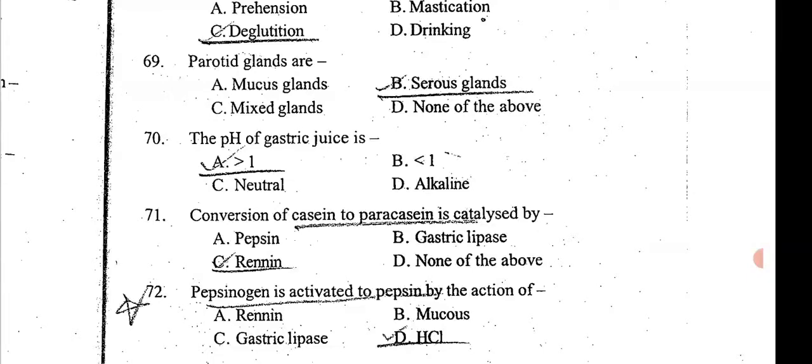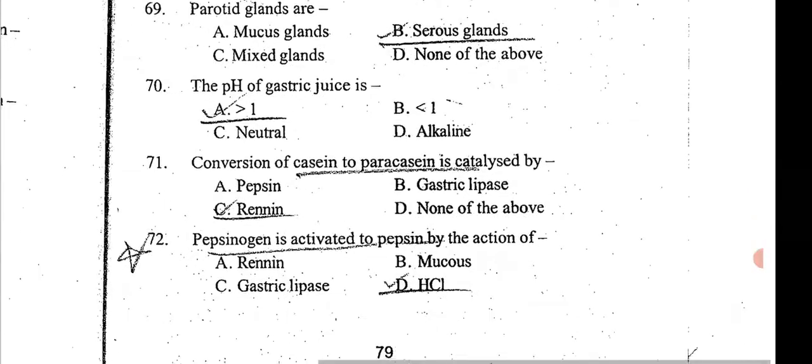Conversion of casein to para-casein is catalyzed by renin. Renin converts casein to para-casein. Pepsinogen is activated to pepsin by the action of HCl. Pepsinogen is converted to pepsin by HCl in the stomach of animals and humans too.